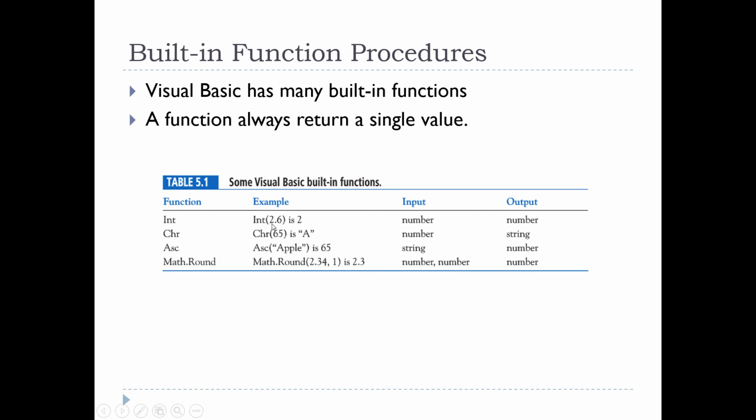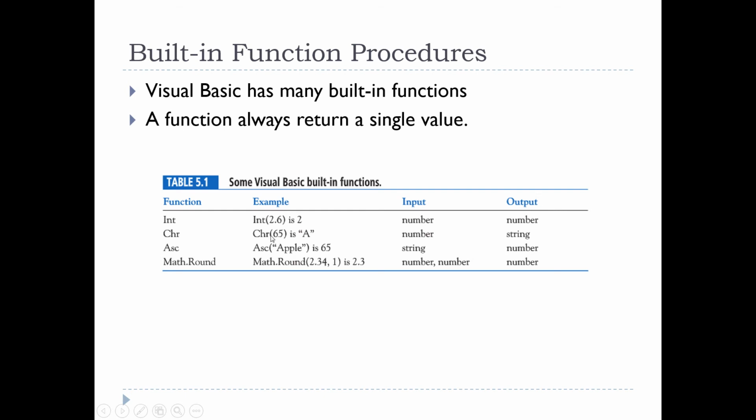We have the Int function here, and the number inside the parentheses is called an argument, or parameter. In this case, this function Int would take an argument of 2.6 and then return the integer part only. Remember, integer takes the whole number. So if you pass in 2.6, you get the value of 2. It drops the decimal numbers.